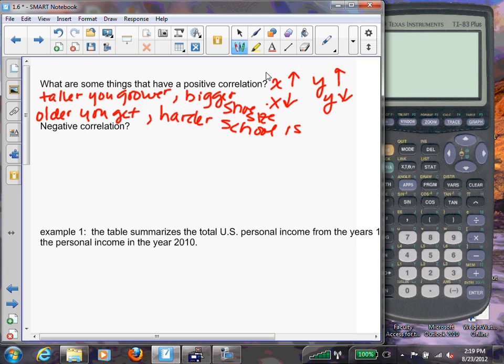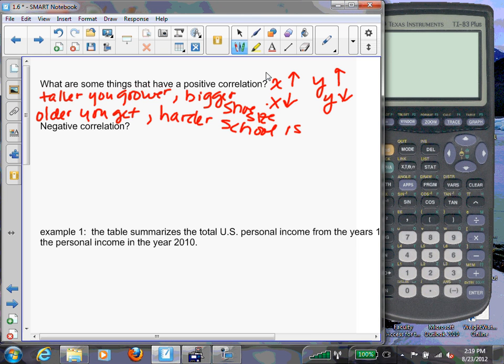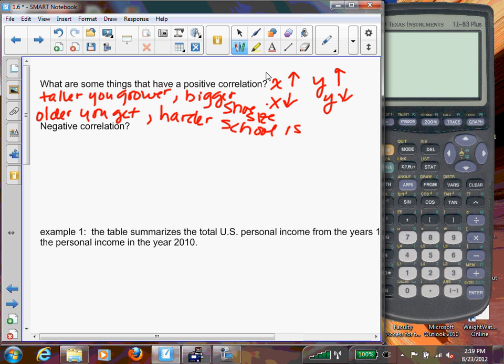How about one that shows two negatives? Okay, the less you eat, the thinner you get. Okay, that works. All right, then let's go to a negative correlation.